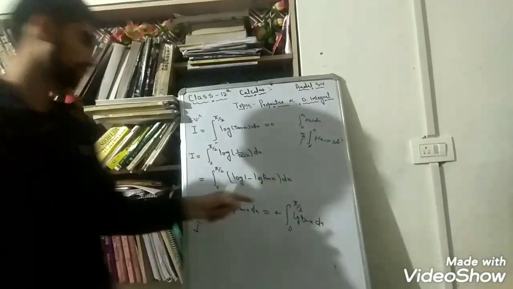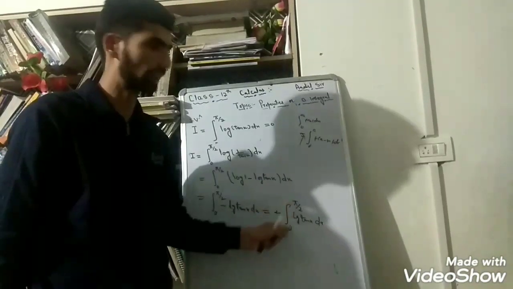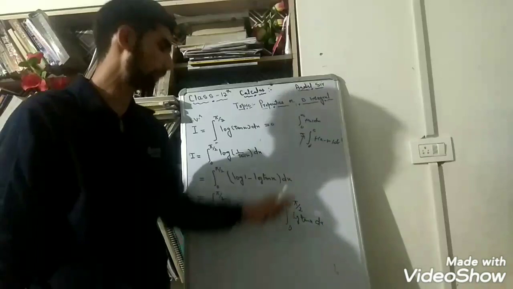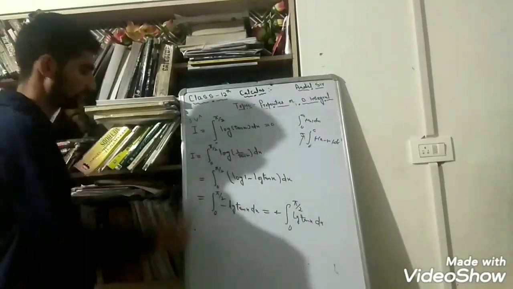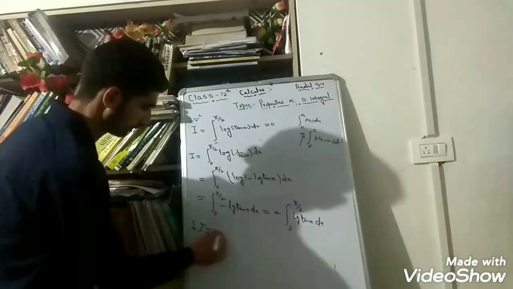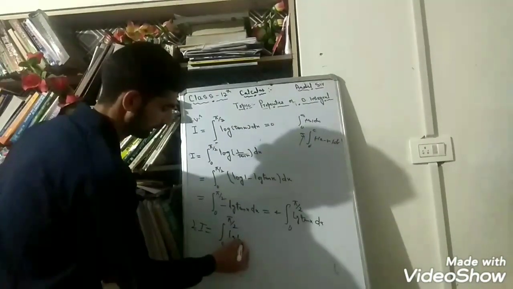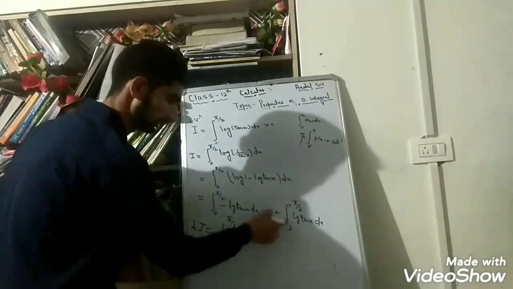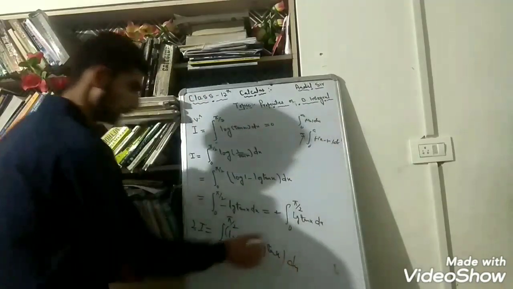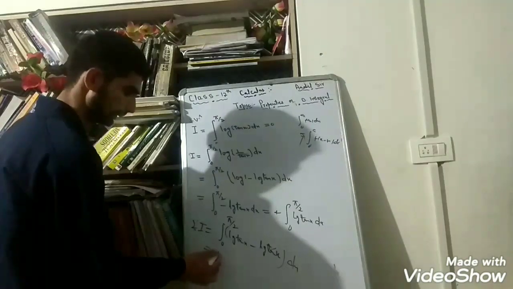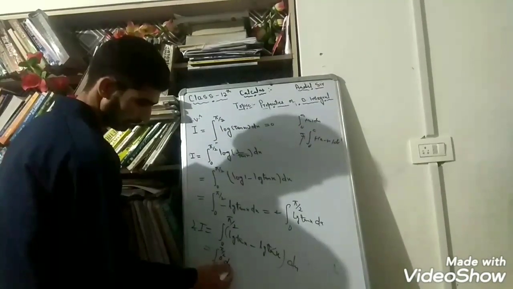Now we can use the property that we change this interval 0 to pi divided by 2 into pi divided by 2 to 0, and the minus sign will change to plus sign. But we have this I and this I, so we add these two and get 2I equals the integral from 0 to pi divided by 2 of log of tan x plus minus log of tan x dx. Log of tan x minus log of tan x is 0. So it will be the integral from 0 to pi divided by 2 of 0 dx.